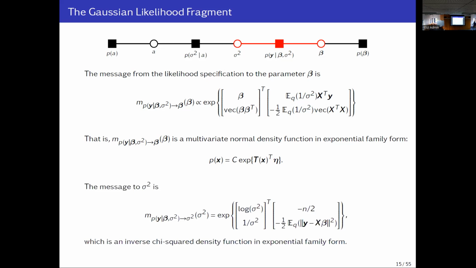Likewise, the message to sigma squared, we haven't derived this yet, but it could be summarized in this way. This would be the vector of sufficient statistics for an inverse chi-square density function, and this would be the particular natural parameter vector. So think of the vector of sufficient statistics as defining the family of probability density functions, and the natural parameter vector then defines which particular density function it's going to be.